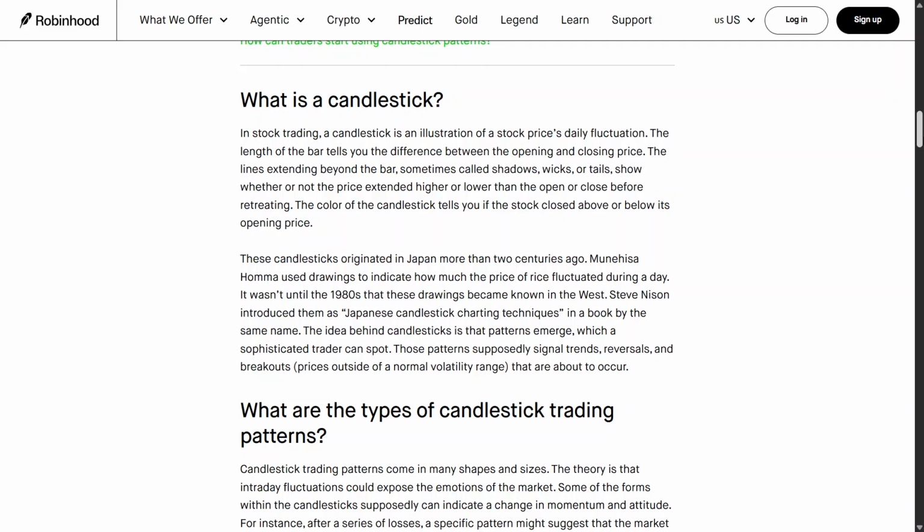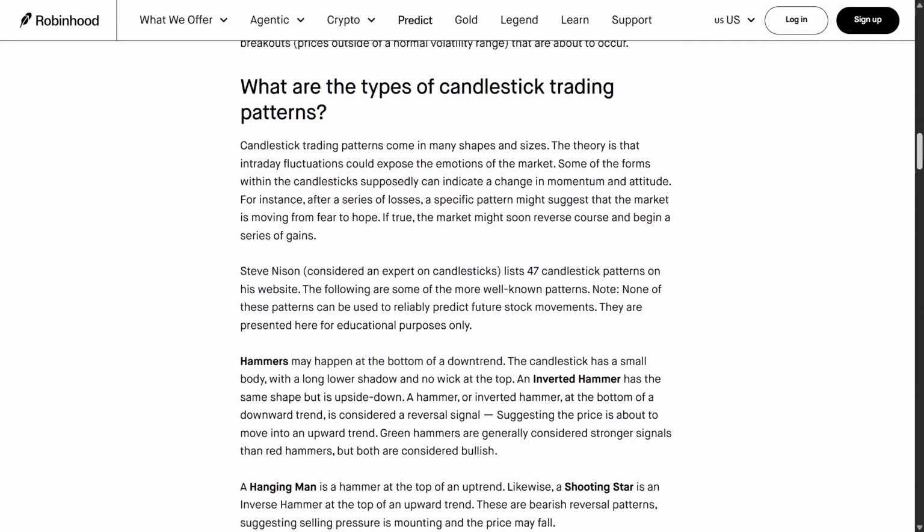Now let's get started. First, open the Robinhood app and sign into your account. Then search for the stock you want to analyze. Open the stock's details page. If available, switch the chart view to candlestick. Each candlestick represents the price movement during a specific time period.